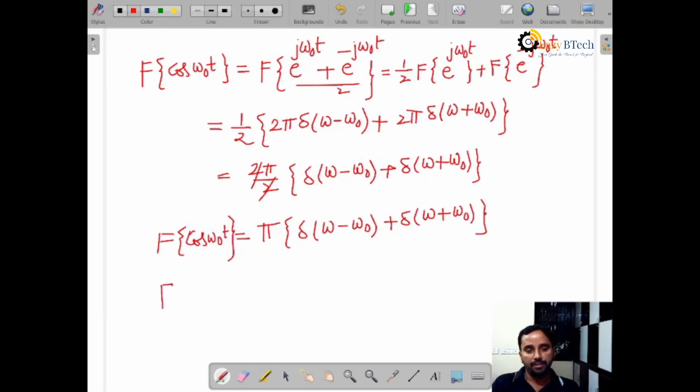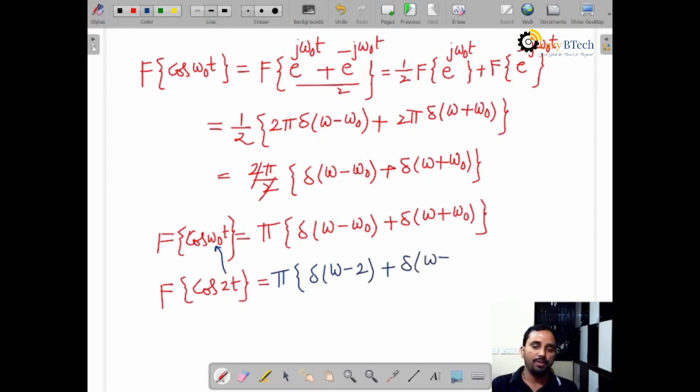For example, if you want the Fourier transform of cos 2t, what is it? We can do it using omega naught t. What is omega naught here? It is 2. In the place of omega naught we have 2. So the answer is pi times delta of omega minus 2 plus delta of omega plus 2. So this is the result. Very simple and easy.